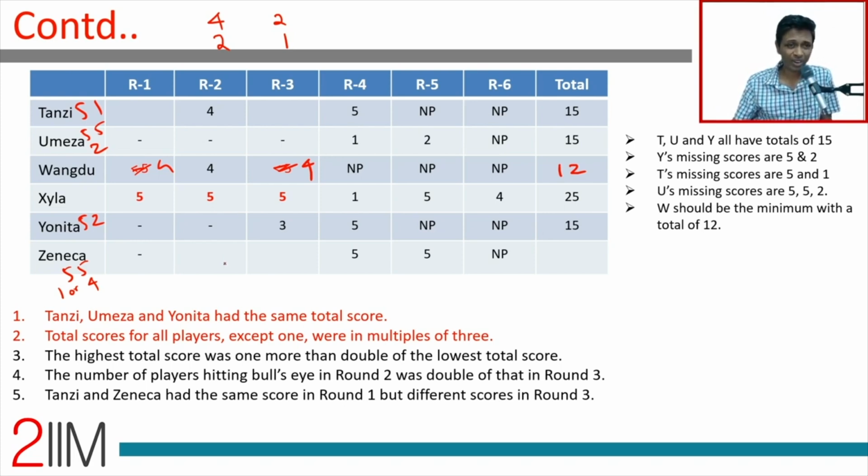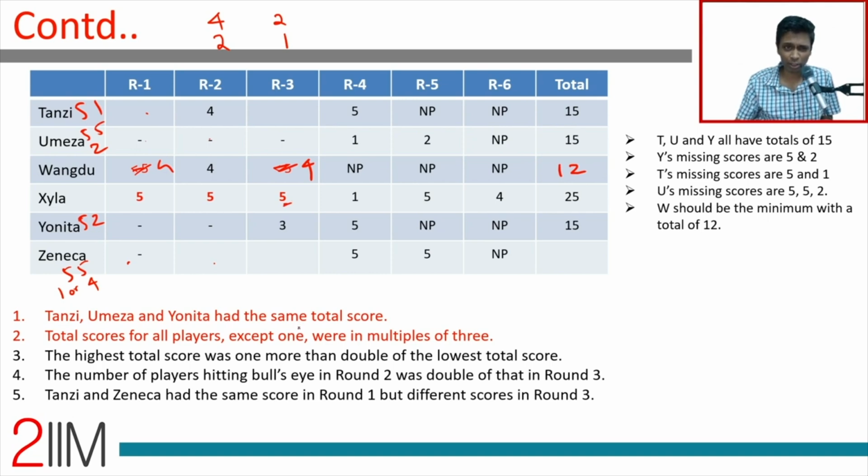Now, 1 and 2 looks a little off. That's too few bullseyes. Because there are 2 bullseyes that have to come for Zeneca and Umeza. Xyla has already got bullseyes in all 3. So if this is 1, this is 2, then there's no bullseye from any of the others. These 2 have to be bullseyes. These 2 have to be bullseyes. This has to be a bullseye. All other bullseyes have to come in round 2 and round 1. Nothing in round 3 because there's already been 1 bullseye.